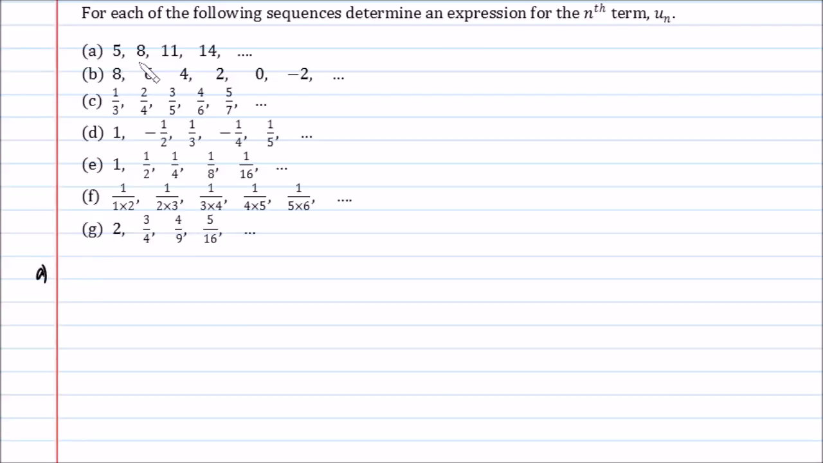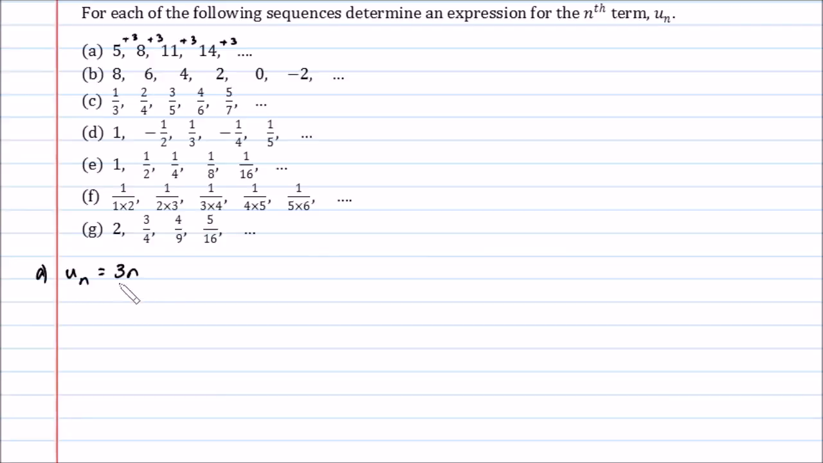So for part A, let's come down here. We have 5, 8, 11, 14. Now for a sequence like this, the first thing we check is to see if we're adding a term each time. And let's see, plus 3, plus 3, plus 3, so our next term should be 17 because we're clearly adding 3 each step. Now because we're adding 3 each step, that tells me that my expression includes 3n. This is not our expression. We just know that it includes 3n because we're adding 3 each time.